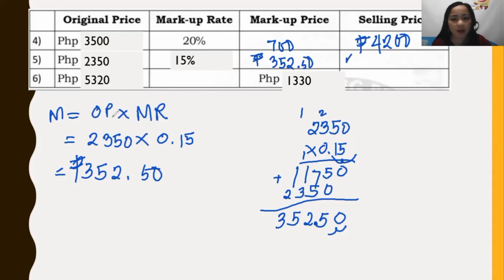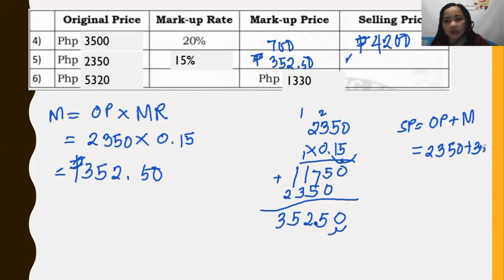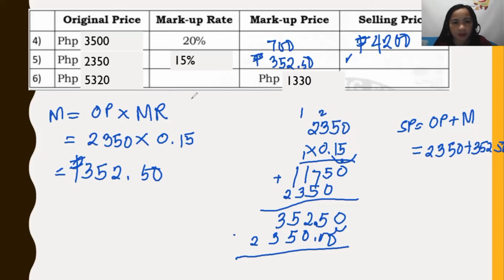Pero meron pa dito, selling price. Ang selling price natin, we have selling price is equal to original price plus markup. Kung original niya ay 2,350 pesos, idadagdag mo yung na-compute kanina, which is 352 pesos and 50 centavos. Dito na natin idagdag. We have 0, 5, 3, 2, 0, 0. Naguguluhan ba? Medyo magulo yung solution ni Ma'am. Erase ko na to. Teka lang. Solve natin.